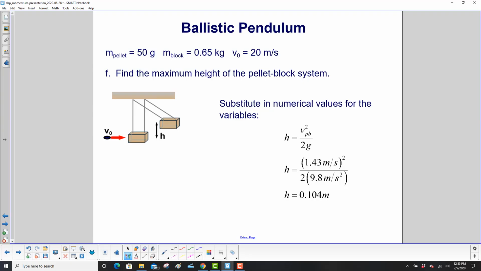And finally, we plug in our numerical values. So there's the velocity we found earlier, and make sure you square it. Common mistake to miss that. Divide it by 2 times g, and we get a height of 0.104 meters, which is what? 10.4 centimeters.